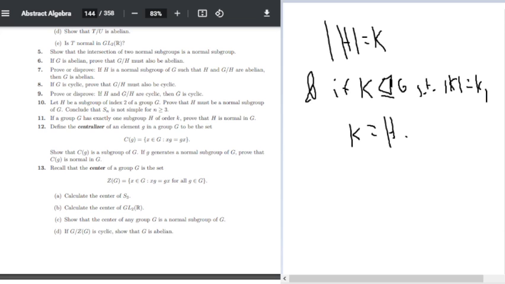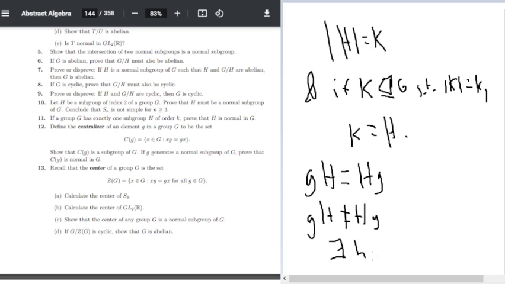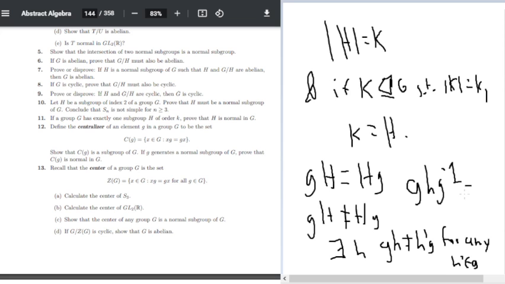I want to prove that GH is equal to HG. So suppose that GH is not equal to HG, which means that there exists an H such that GH is not equal to H prime G for any H prime in G. Or in other words, G H G to the negative 1 is not equal to H prime.